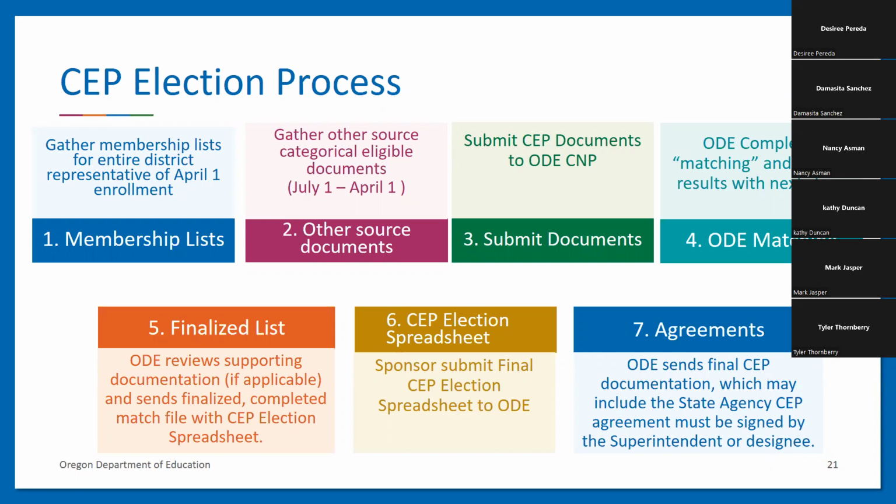And step 6 is to complete the CEP election workbook and sign the CEP agreement. And then the final step is, once all required documents are received, ODE reviews the supporting documentation and sends finalized completed match files to the sponsor with the CEP election spreadsheet. Sponsors return the CEP election spreadsheet, notifying ODE the intent to and how they will participate in CEP, such as a site, group, or district-wide. The Oregon Department of Education will send a copy of the final CEP documentation, which may include the state agency CEP agreement and additional grant agreements that must be signed by the superintendent or designee. The signed final document must be returned to the school nutrition mailbox within 5 business days of the receipt.